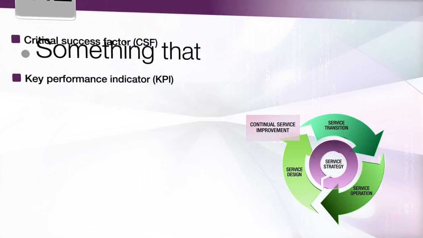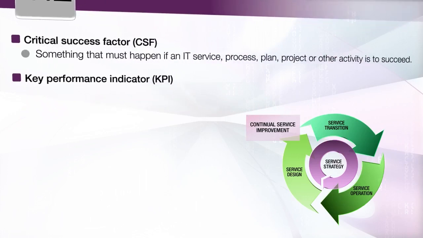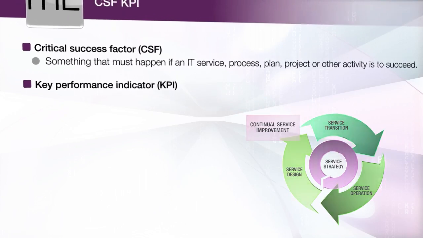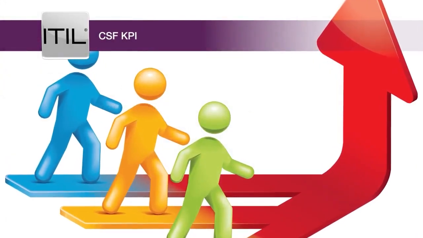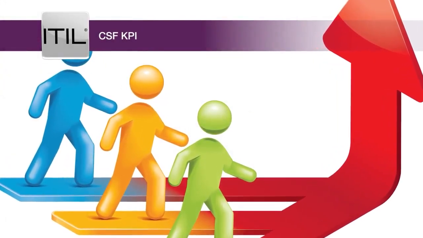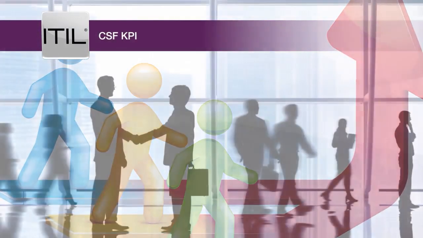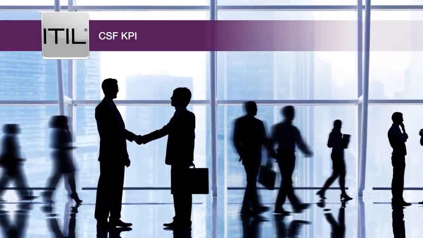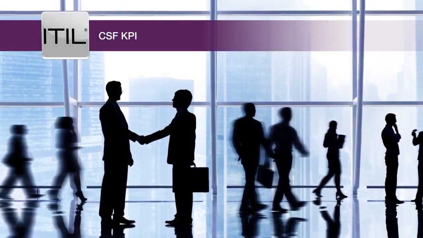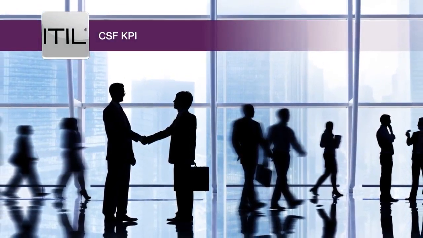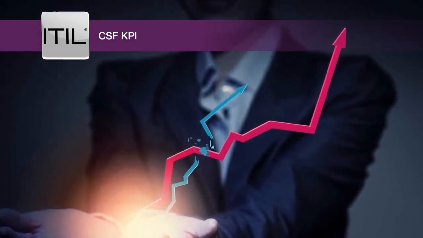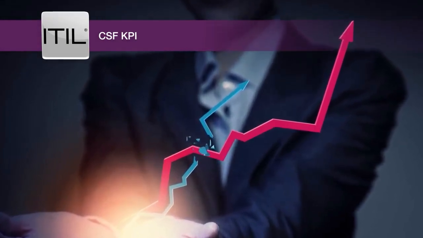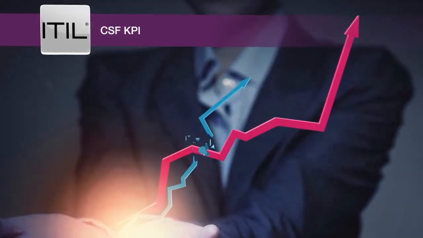A critical success factor is something that must happen if an IT service, process, plan, project or other activity is to succeed. Key performance indicators are used to measure the achievement of each critical success factor. For example, a critical success factor of protect IT services when making changes could be measured by key performance indicators such as percentage reduction of unsuccessful changes or percentage reduction in changes causing incidents.